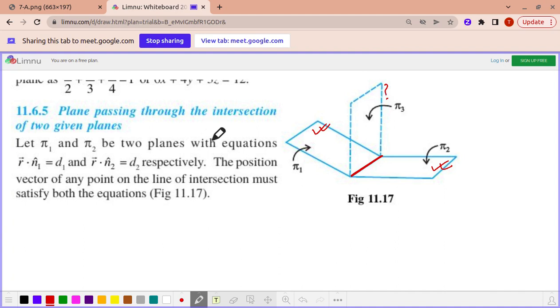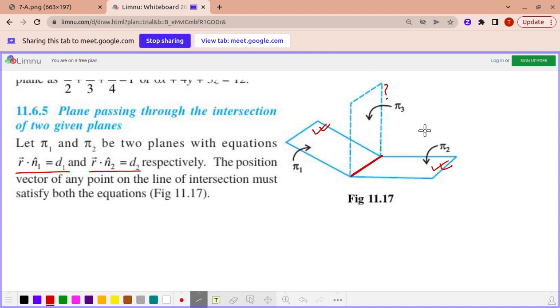Now as the equations of the planes pi 1 and pi 2 are given, let us consider the equation of the plane pi 1 as r vector dot n1 cap equal to d1. That is the standard equation of a plane in vector form, if you recall. Similarly, the equation of the plane pi 2 is r vector dot n2 cap equal to d2. Now the position vector of any point on the line of intersection must satisfy this, whatever you see here, in the pi 3.